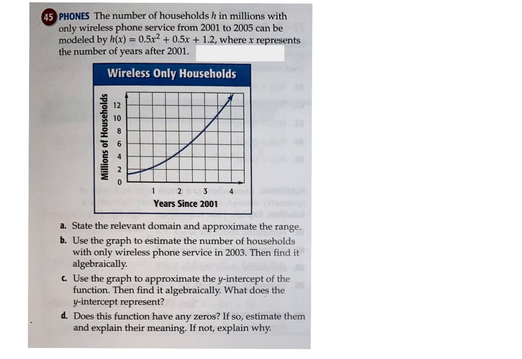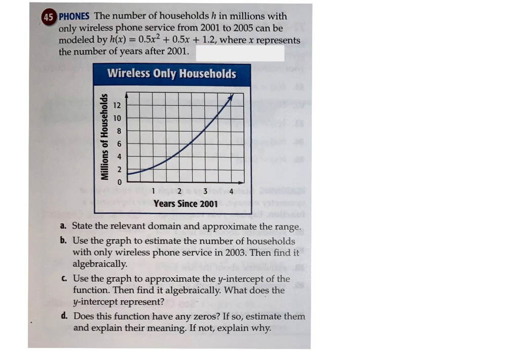Use the graph to approximate the y-intercept of the function. Then find it algebraically. What does the y-intercept represent? All right, so my y-intercept is right here. Just looking at it, since this is every 2, this is probably around 1.2, 1.3, somewhere in there. Algebraically, I would plug in a 0 up here, and it would be 1.2, right? So algebraically, I get the exact, it's 1.2 million.